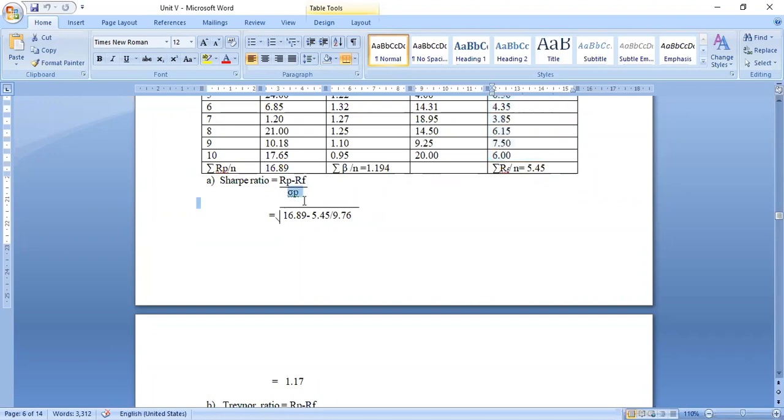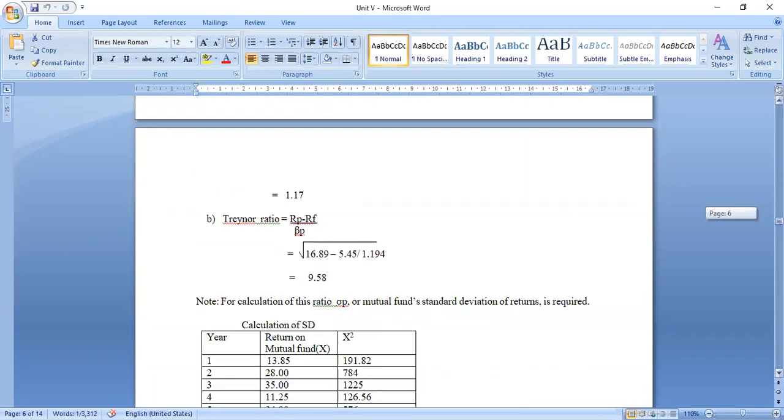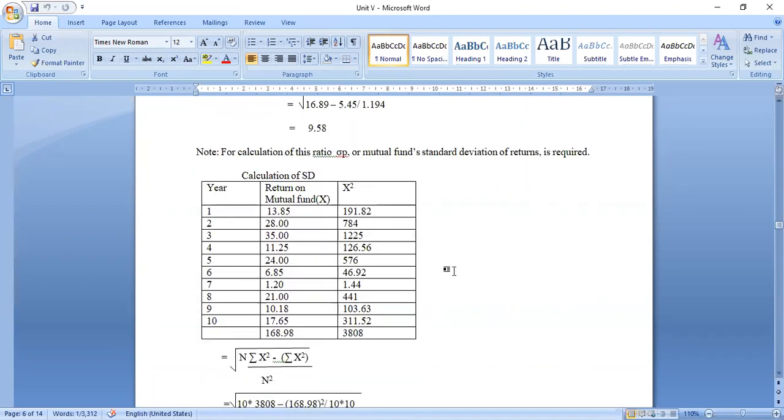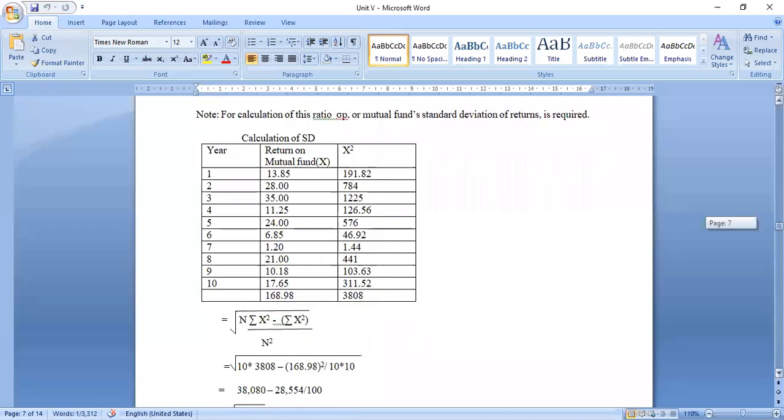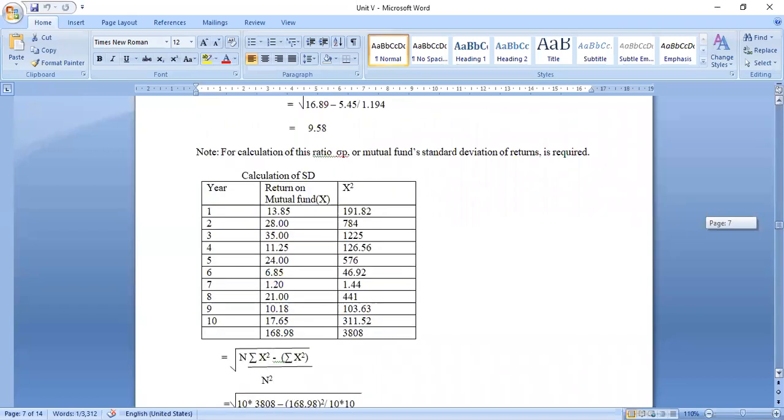Now we need to calculate the standard deviation of the portfolio and put that into the formula: n into summation x square minus summation x whole square, divided by n square, and we have to take the root. With this we get the standard deviation. So we are taking the return on the mutual funds, and I have told you the reason why we are taking the returns of the mutual fund in yesterday's session.